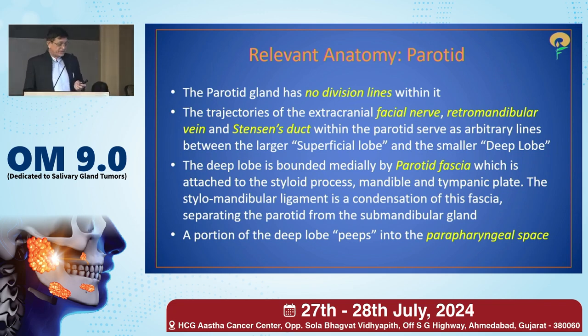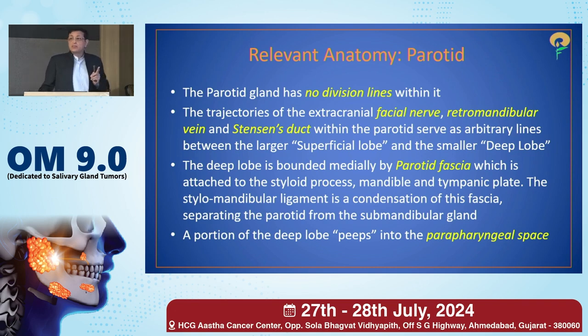So let me start with the relevant anatomy, which I think is very, very important. The first thing is, everybody has said it repeatedly, the parotid has no division lines within it. Let's be very clear about this. However, for practical purposes for the surgeon, the trajectories of the extracranial facial nerve, the retromandibular vein, and the Stenson's duct within the parotid serve as arbitrary lines between the much larger superficial lobe and the smaller deep lobe. As Dr. KK said, it's 80-20. That's how the ratio typically is.